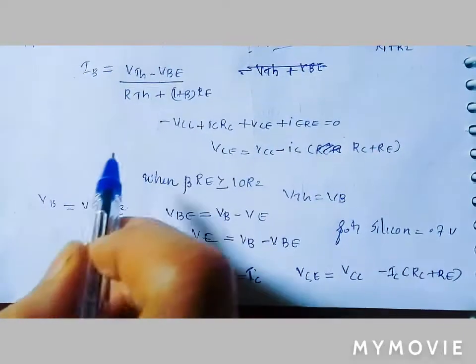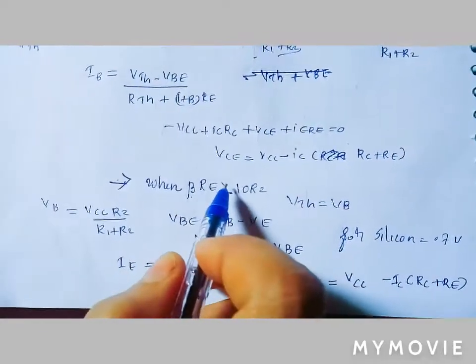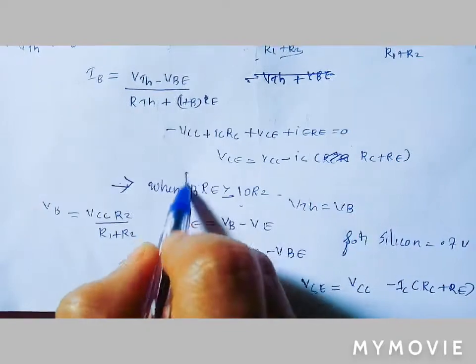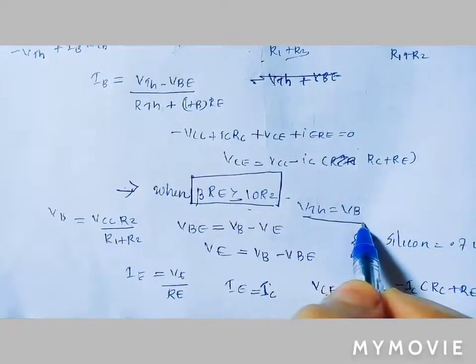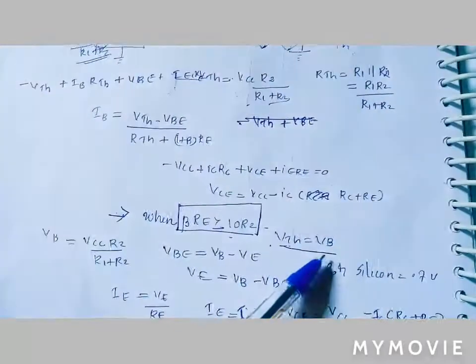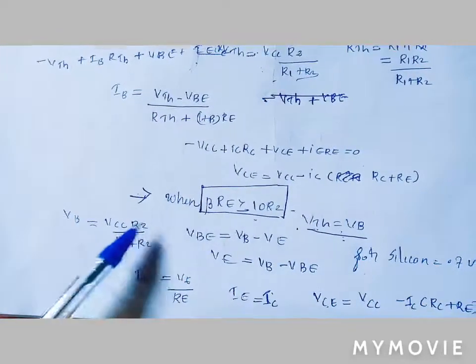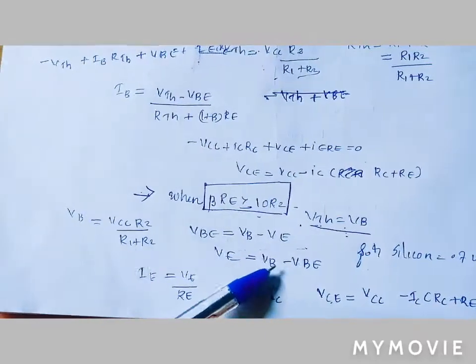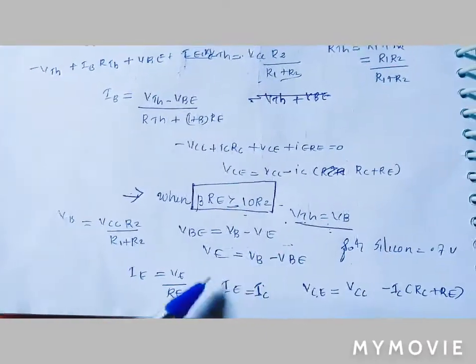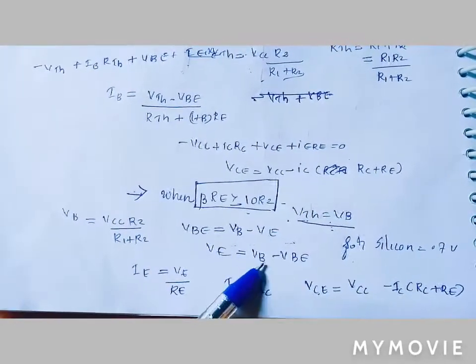But one more thing we have to notice, there is a simple method when beta RE is greater than or equal to 10R2. That is the condition. If beta RE is greater than 10R2, then VTH is equal to VB, the Thevenin voltage acting here is equal to the base voltage VB. So we can change VTH as VB is equal to VCC into R2 divided by R1 plus R2. We know VB minus VE is the potential across base and emitter, so from that VE can be found.